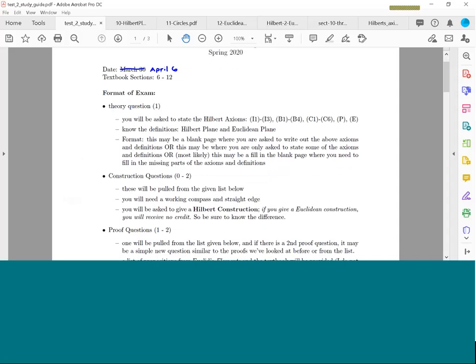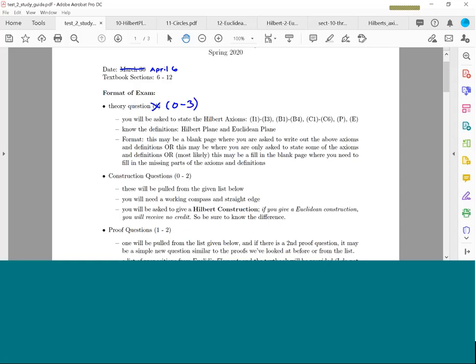Normally what I do for test 1 is some nice help for you guys on the first page, and it's just fill in the blank in terms of certain things with the Hilbert axioms. Realistically, that's not going to happen now. So, in terms of theory questions, you may or may not get any theory questions, so it could be 0. They could also be incorporated into your other questions, and maybe there'll be something that's standalone as well.